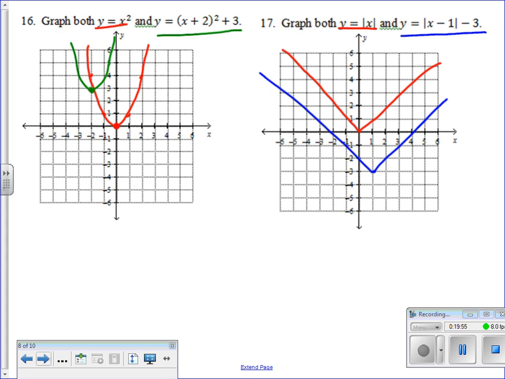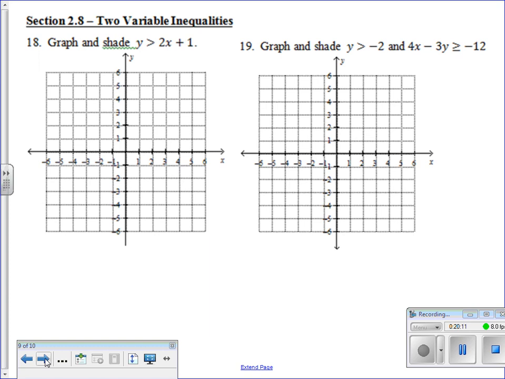Where's the vertex first and foremost? Did you get the vertex transformation correct, the shifts horizontal and vertical? Did you get that correct first? And then anything wide or narrow, I go after that.